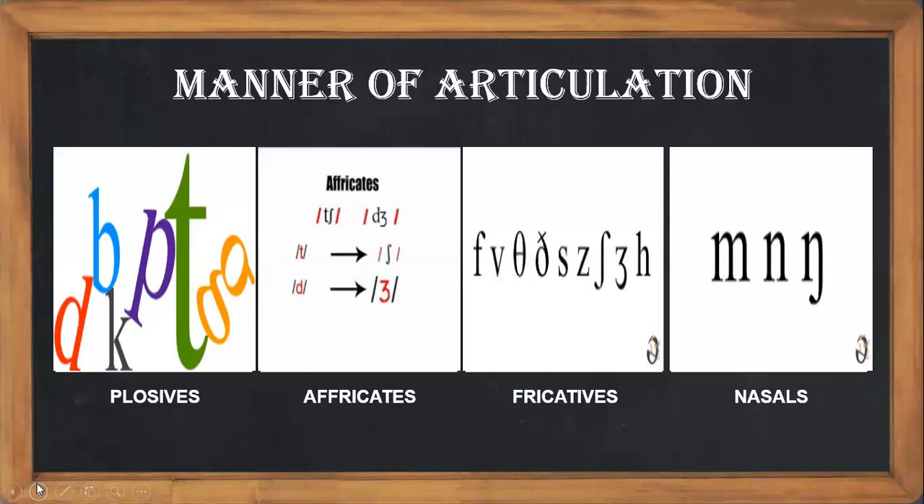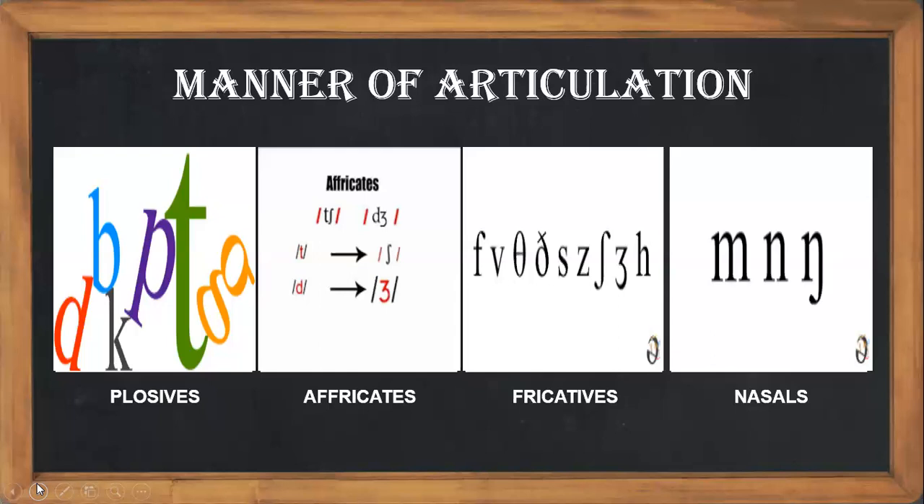Sounds that are produced with stricture of close approximation are called fricatives. For example, the initial sound of English words thin, then are examples of fricatives, where the active articulator and the passive articulator are close to each other, but there is a little gap, and from that gap the air escapes, producing fricatives. Now, what are nasal sounds?